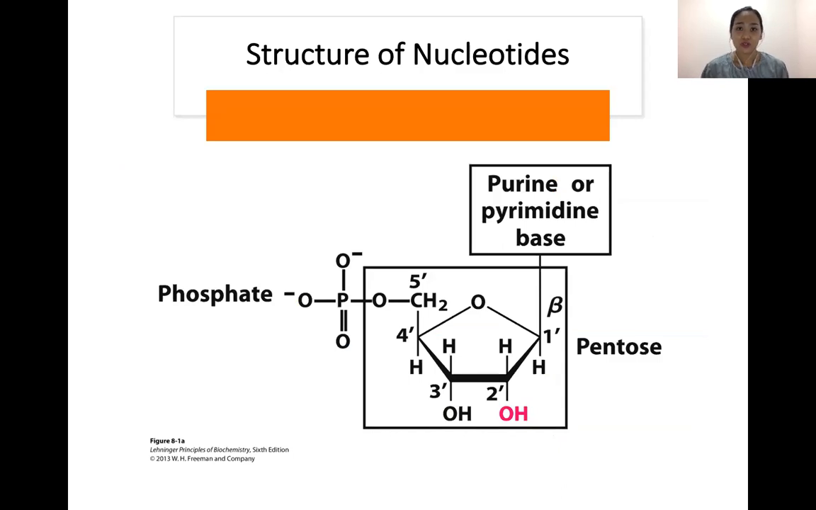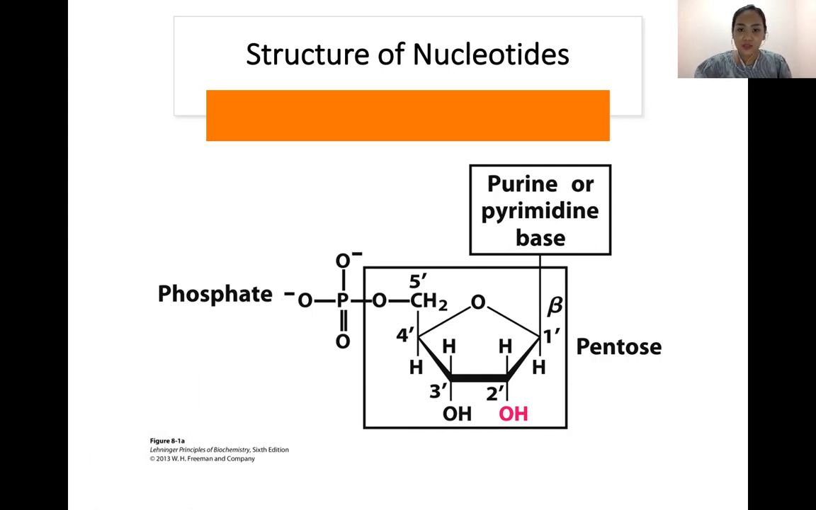Let's take a look at the structure of nucleotides. Each nucleotide monomer includes a nitrogen base, so that's number one. So you will see here a purine or a pyrimidine base, and then a pentose sugar, and the phosphate group.